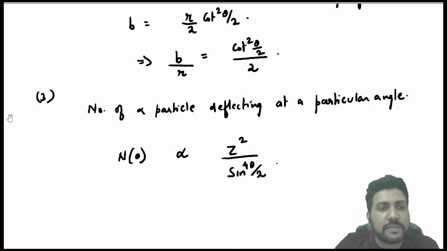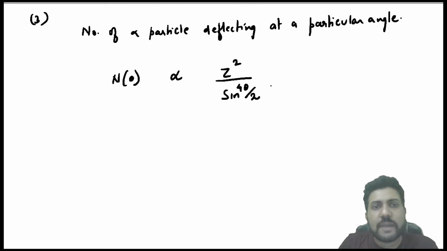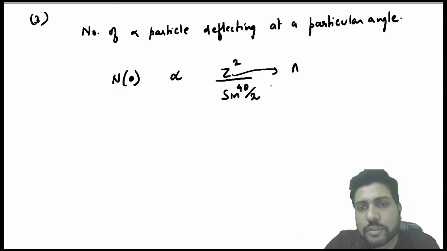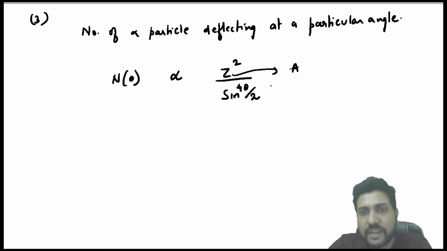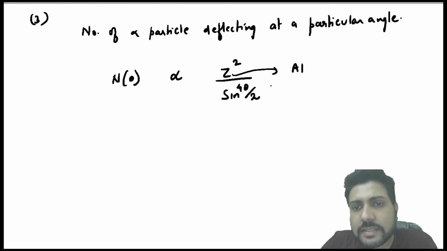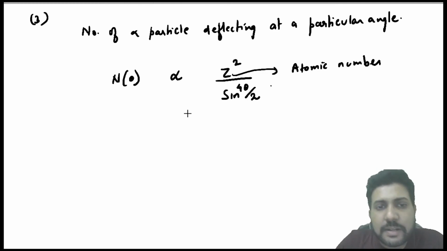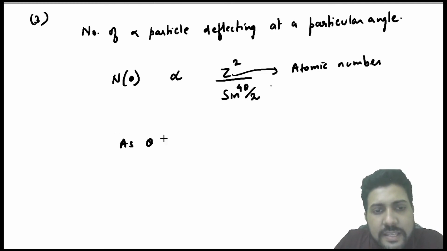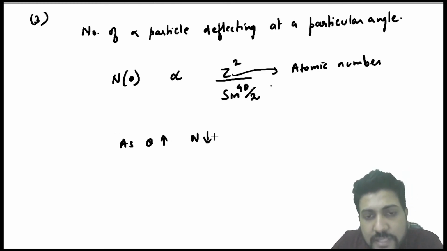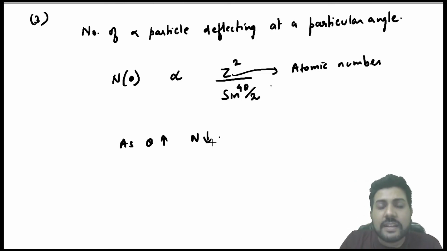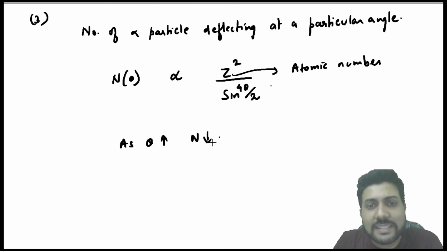So from this you will say that the number of particles deflecting at a particular angle is directly proportional to Z square. Now Z is the atomic number, so the more the atomic number, the more particles deflect at a particular angle. And it is inversely proportional to sine power 4 theta by 2. That means as theta increases, N decreases. Obviously you know that most of the particles go undeviated, so N is more when theta is less.